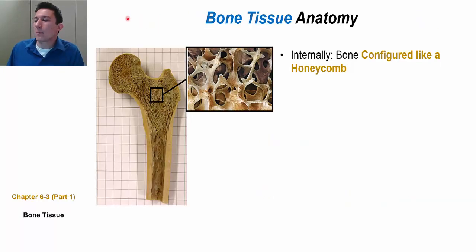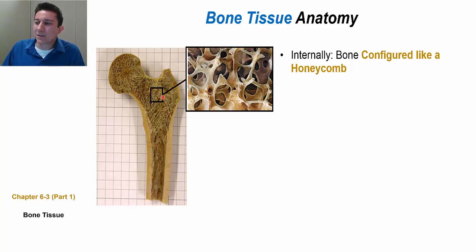Okay, so we've taken a look at compact bone. We've seen the structure of the osteon, the ring-like pillars of bone, the lamellae, and the central canal that occupies the center of it and brings nutrients to it.